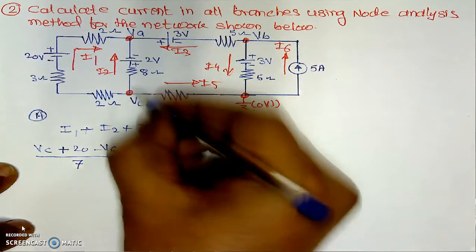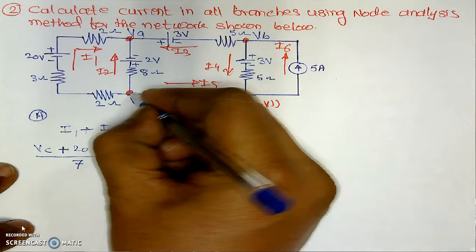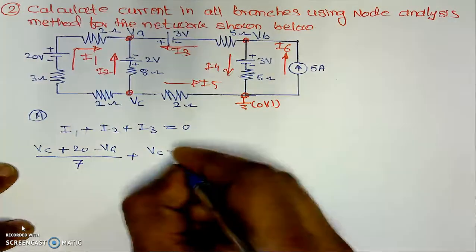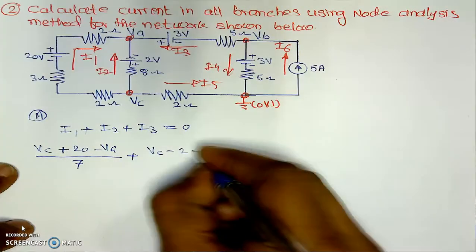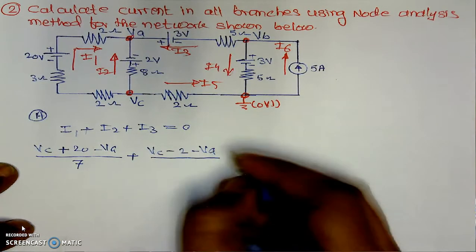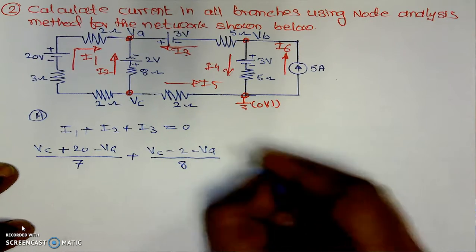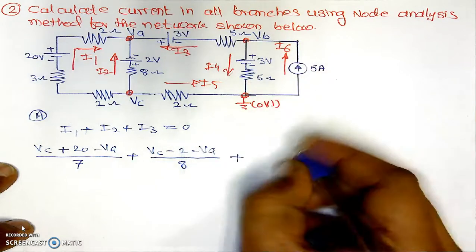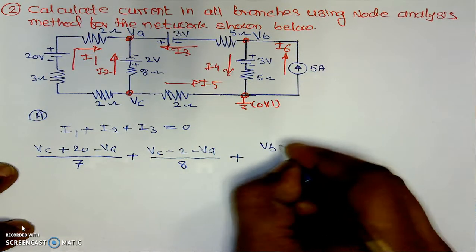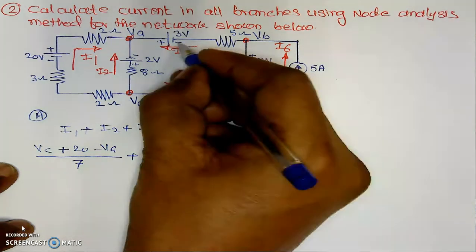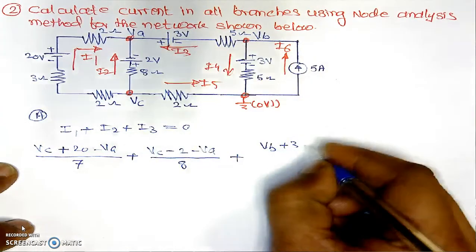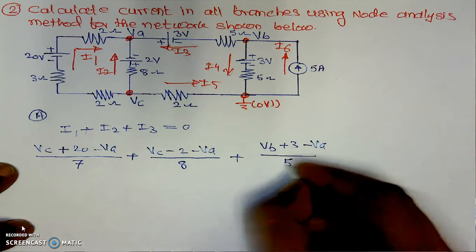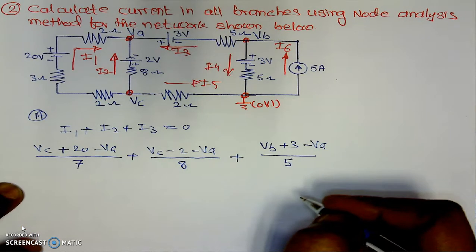potential will be, we are starting from here, this is VC, we are traveling from positive to negative, that is minus 2, minus this potential which is VA divided by its resistance which is the 8 ohm, plus I3. I3 is the current in this branch. This is higher potential, meaning this value will be VB plus 3, because we are traveling from negative to positive, that is a plus, minus its potential, that is VA divided by its resistance which is the 5 ohm. Now here this is the equation.